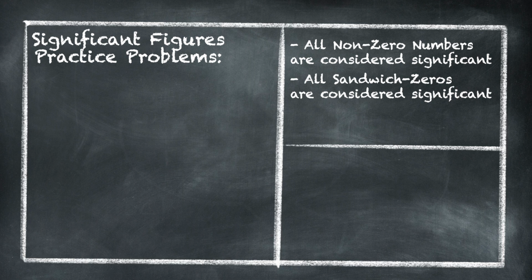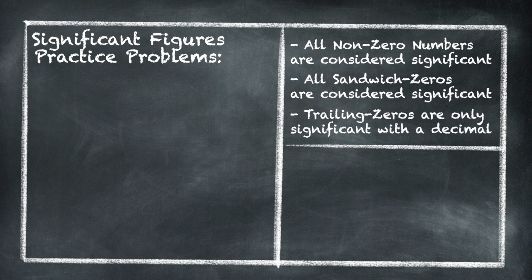So sandwich zeros are significant, non-zeros are significant, trailing zeros are only significant if there is a decimal place. If there is not a decimal place, then they are not significant. And a trailing zero is a zero after the last non-zero number. So, in saying all that, let's work some practice problems out.